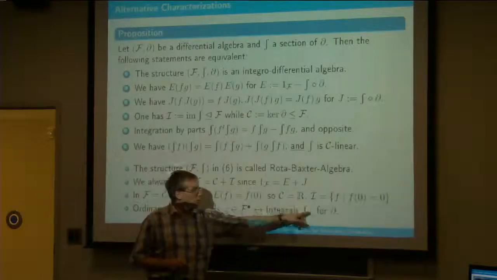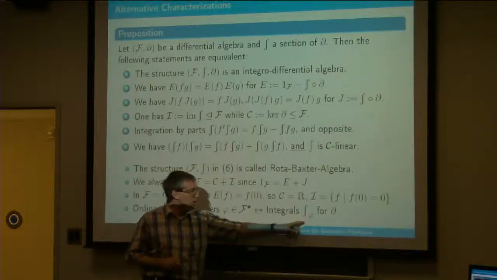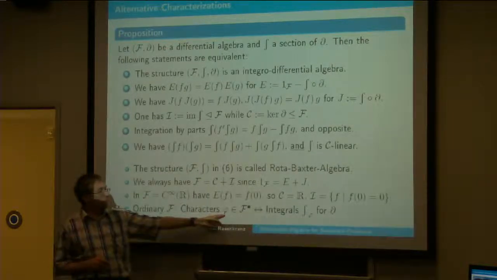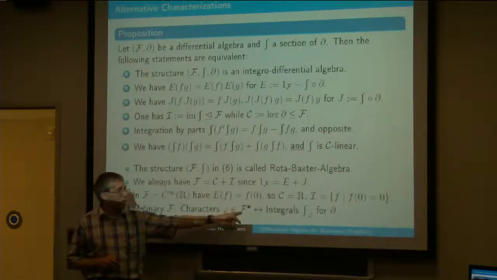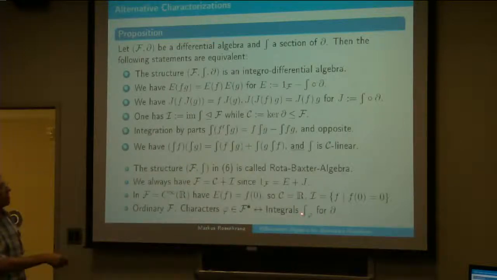In the case of an ordinary integro-differential algebra, it turns out that you can describe the full family of possible Rota-Baxter operators corresponding to the derivation in terms of the characters. So every character on your algebra F corresponds to exactly one integral, namely the integral whose evaluation is this phi. And that's a bijective correspondence in the ordinary case.